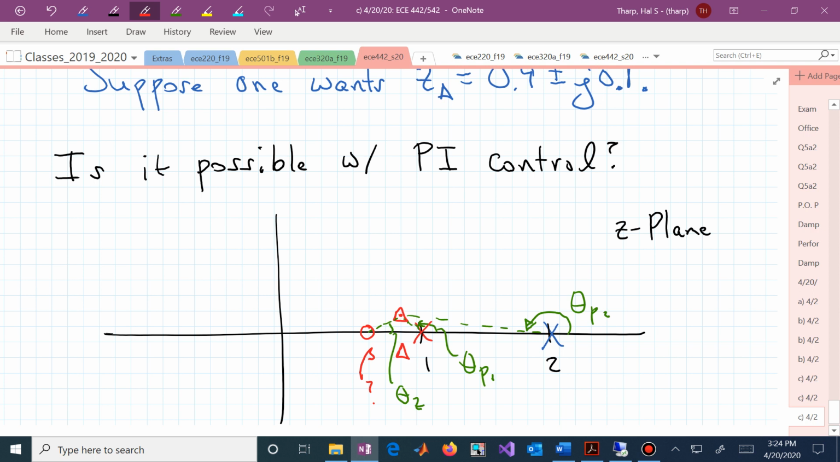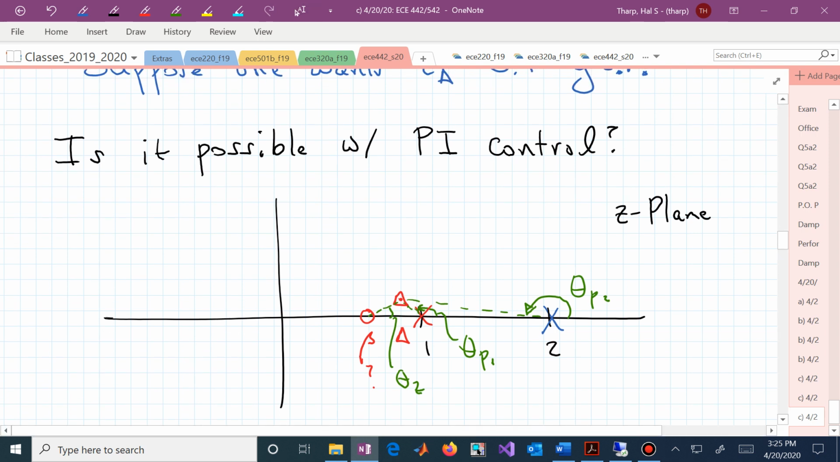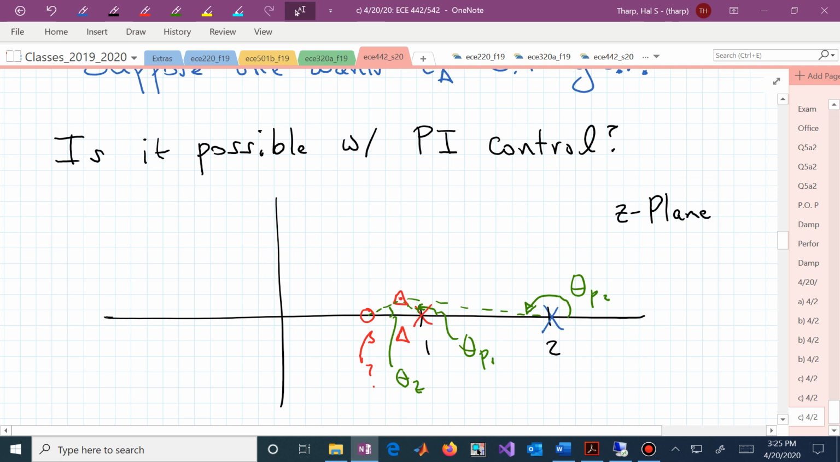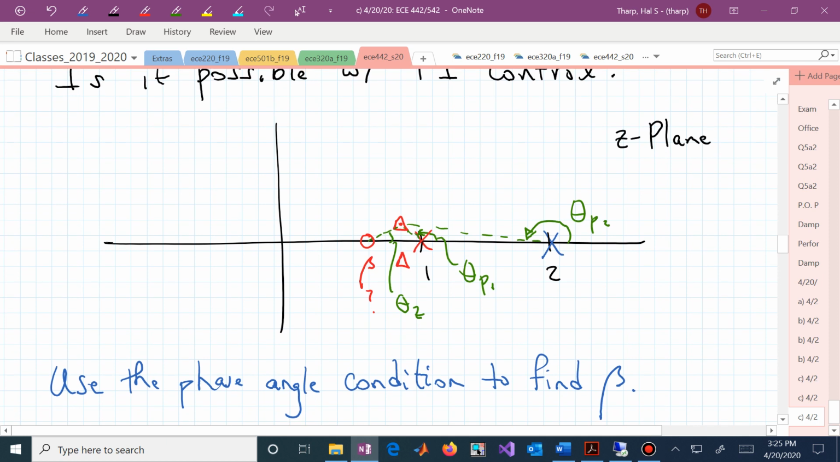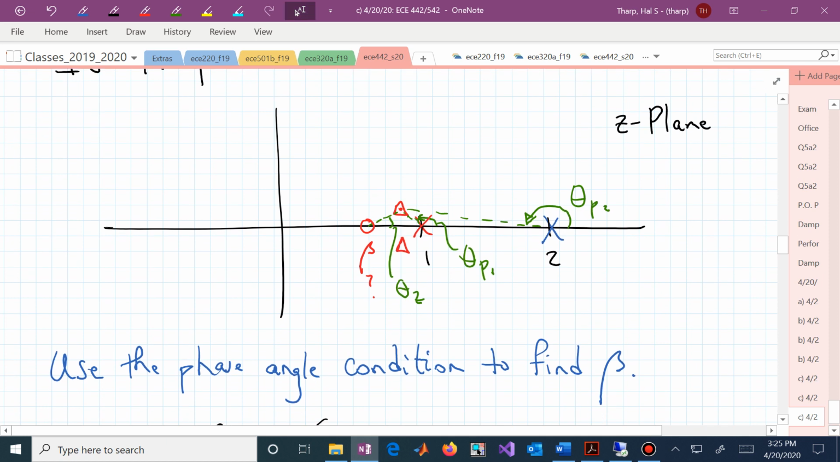We know that for a PI controller, we have one pole at 1. Our plant had a pole at 2. We just don't know where to locate that zero, given now at a location of beta, that real zero. We can actually use the phase angle condition to place beta, or to find where beta is, if it's even going to be possible to locate our root locus branches, having them pass through those triangle locations. So we'll use the phase angle condition.